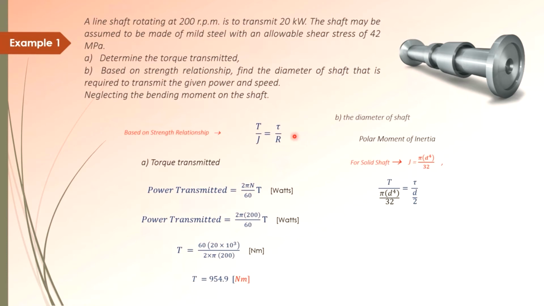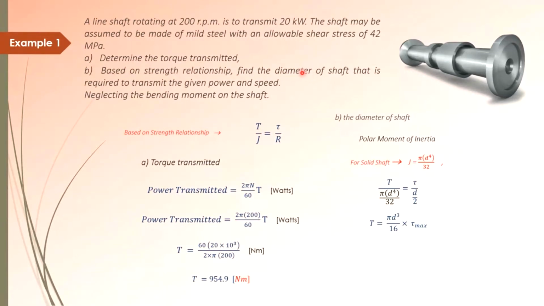So use this, substitute into the original equation. So you have pi d4 over 32, and this d over 2 is the radius. When you look into both sides of the equation, you can cancel off the 4 here with the d here, so that you get a d cube. And 32 with the 2 here, you got 16. So manipulating, changing T to be the subject, you have pi d cube over 16 times tau max.